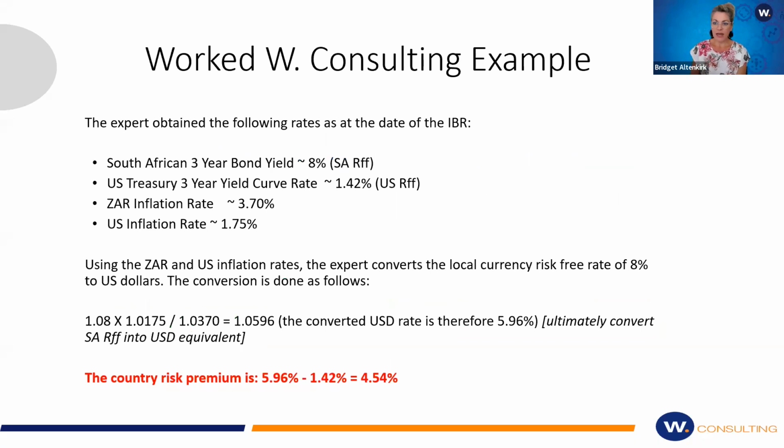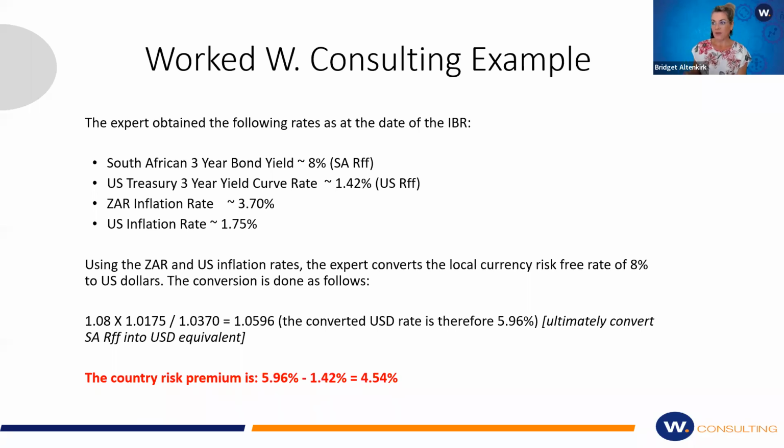So we would have information as to the South African risk-free rate and the US risk-free rate. We then also know the South African inflation and the US inflation. So we would need to take the South African risk-free rate and convert that into a US equivalent, because we now need to work out the country risk premium, which is the differential between the risk-free rate in South Africa and the risk-free rate in the States. We can convert our South African risk-free rate to the American equivalent by adjusting for the differences in inflation between the two countries.